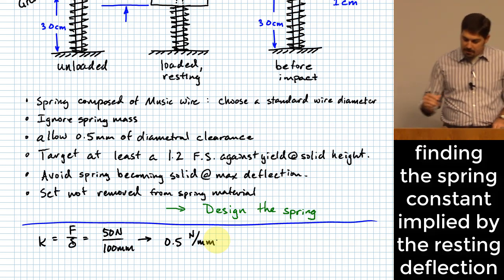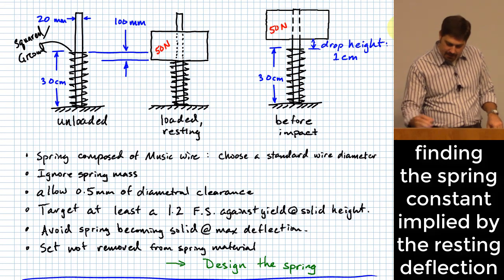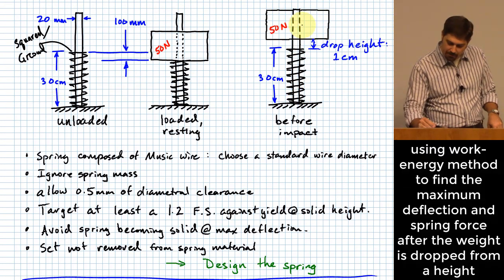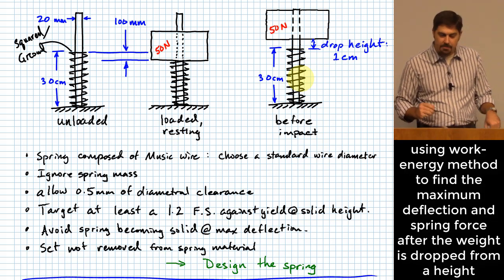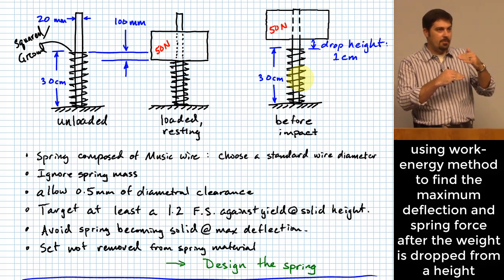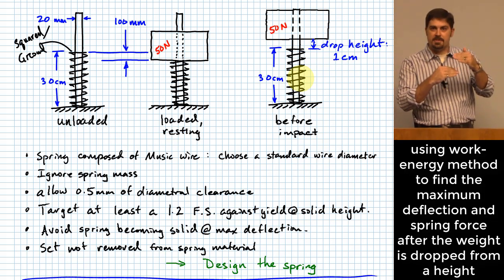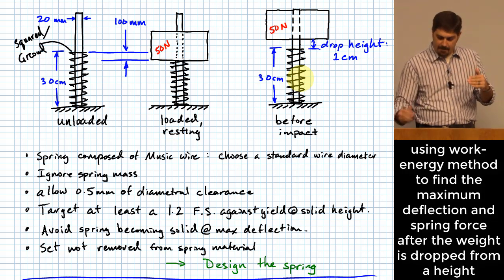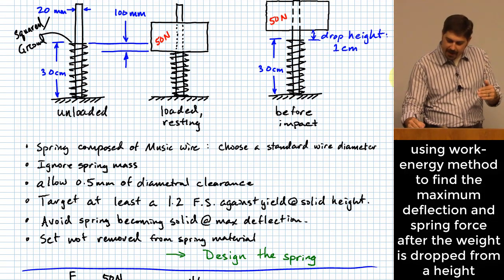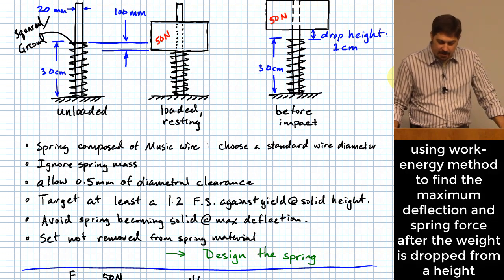The other thing that I want to do is think about the condition of this spring when the 50 newtons drops and it achieves its maximum deflection that we're expecting it to have to be able to withstand in service, right? How do we do that? What's probably our best technique of dealing with that?